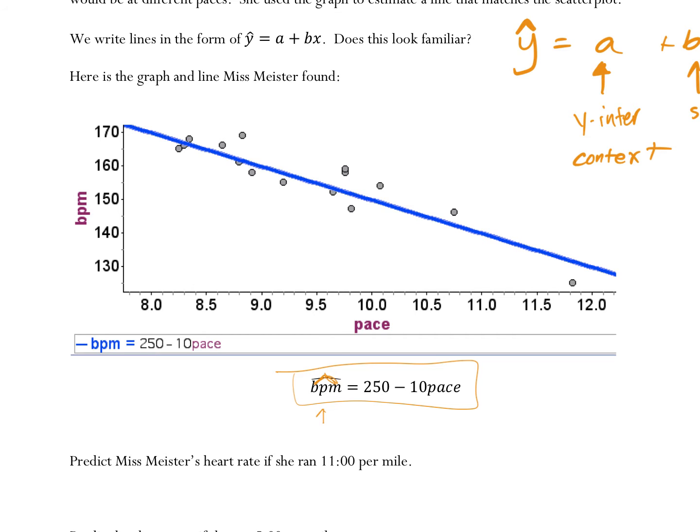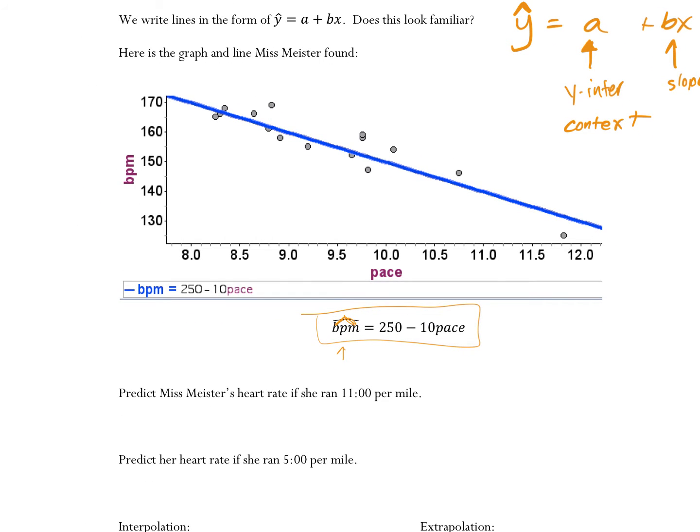Does it look about right? Does it look at least close? Do you think we could get it slightly closer? Probably. We could probably do a little bit better, but I think it does a pretty darn good job. So this is 250 minus 10 times the pace. What's good about having this line is once we have a line, we can use that line to make predictions. If I told you my pace was 11 minutes per mile, now I can take that pace out and put 11 in its place. So the predicted heart rate, BPM hat, would equal 250 minus 10 times 11.